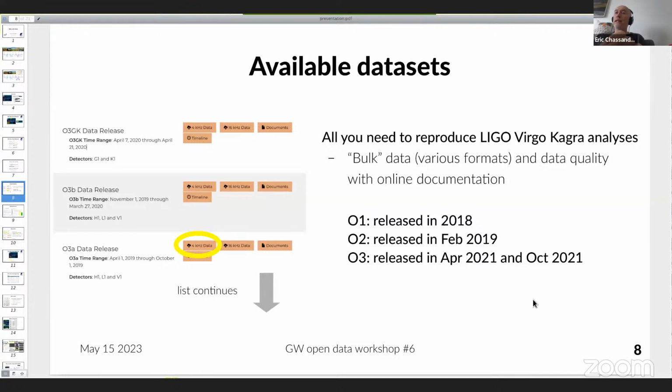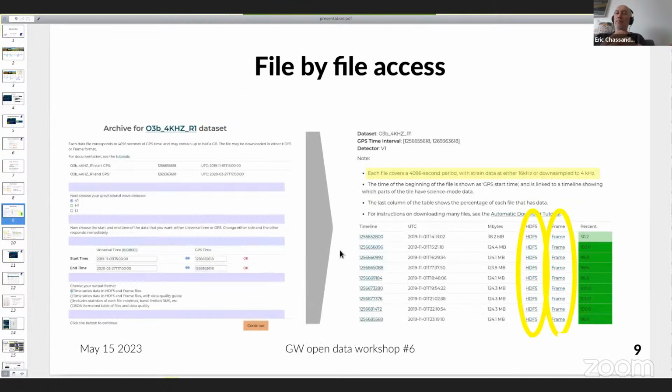So far, three major data sets have been released. O1 was released in 2018, O2 in 2019, and O3 in two parts, A and B, in April and October of 2021. So let's take an example here. If I click on this 4 kilohertz data button of O3A, oops, I'm going to this page here, which will allow me to access the O3A 4 kilohertz data file by file.